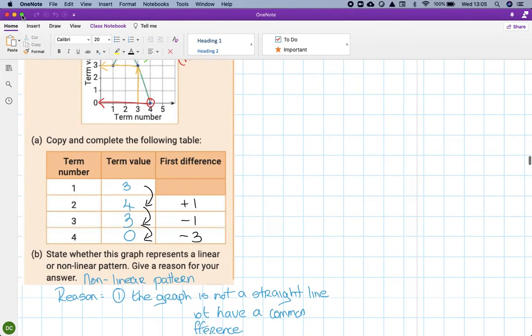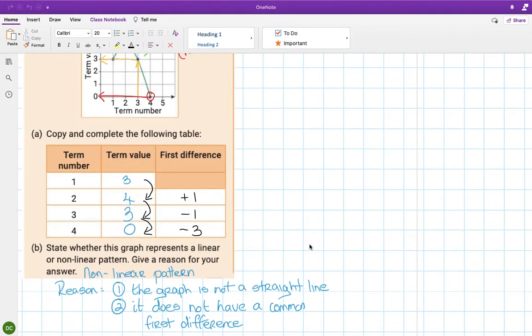Oh yeah, excellent. Okay, so was it linear or non-linear? It was non-linear. The reason you don't need both: the graph is not a straight line, so it's not linear. And the other way I know is because it does not have a common first difference. So when I did the first difference, I got different numbers. If you look at the second difference, that's gone down by 2, and that's gone down by 2.